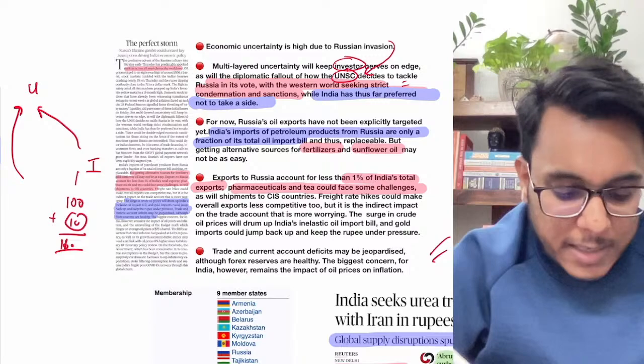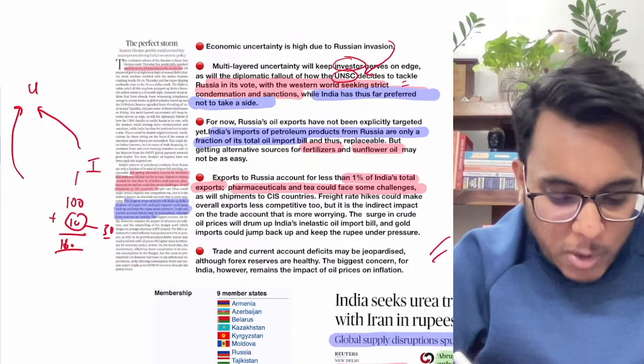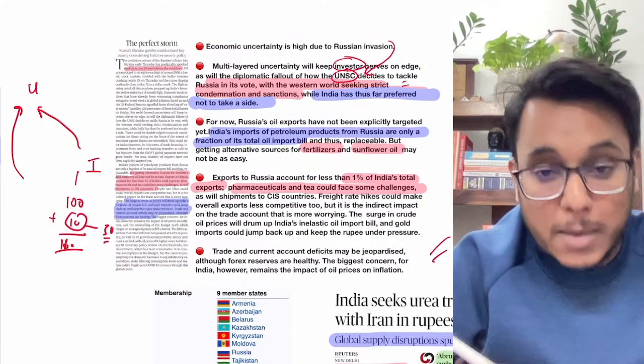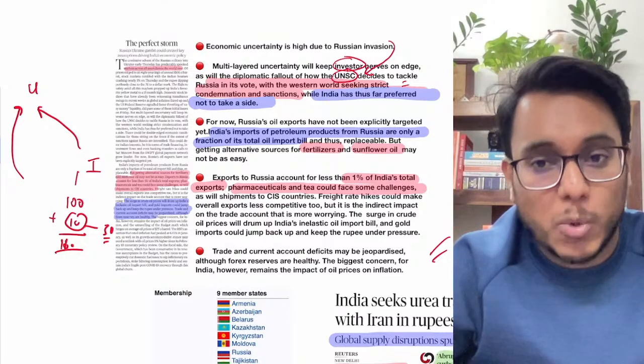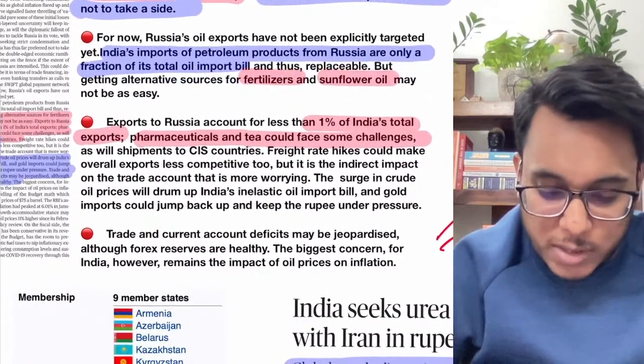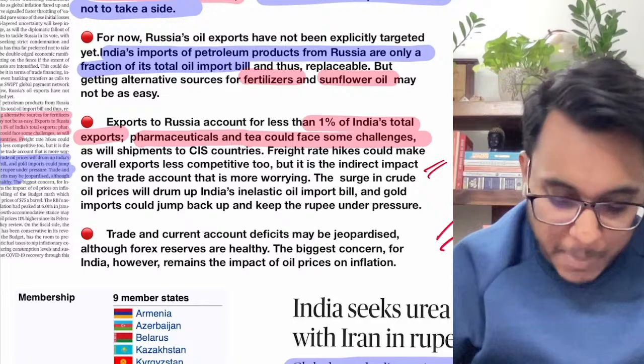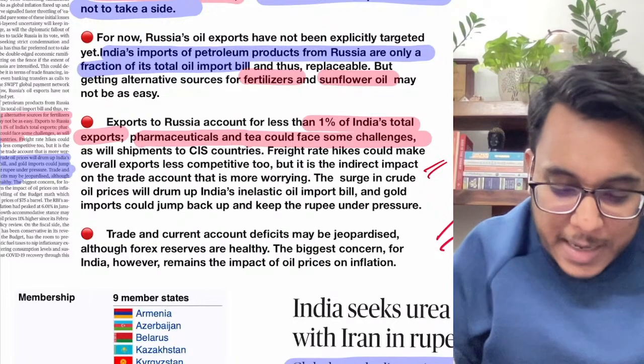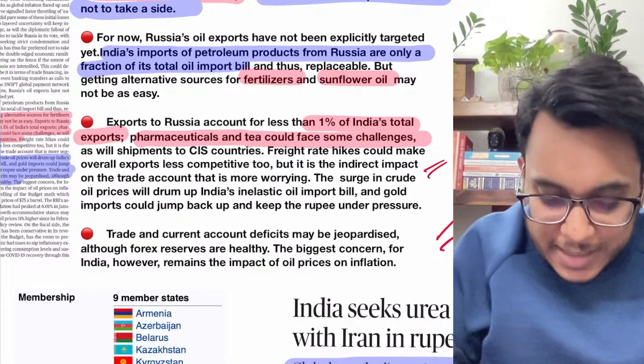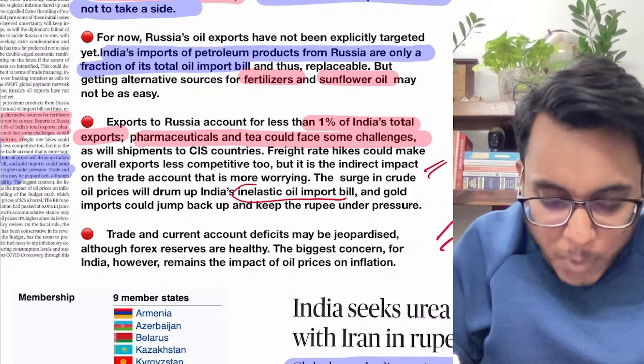Now if this freight increases, let's say, to 30 rupees because the oil price is increasing, then the landing price will increase and the export competitiveness will go down. So this is a very big problem that can happen, and because of that, India might face a challenge. And then there is the inelastic oil import bill.